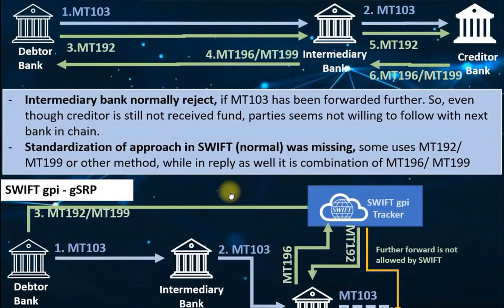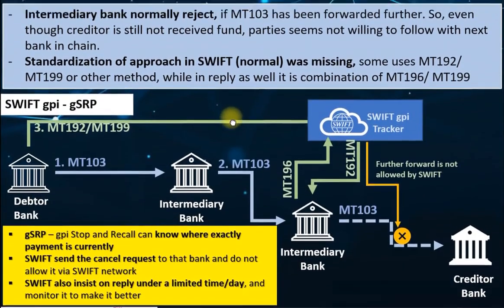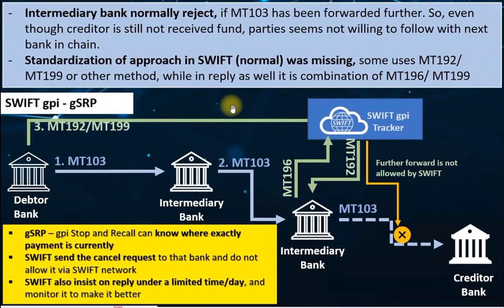Then SWIFT gpi comes with the solution to make it instant, right? What they say is that the bank does not need to worry about where the transaction is. You send the request to the SWIFT gpi Tracker. Here, if you see, the request goes to the SWIFT gpi Tracker, and because of the gpi tracking capability, they know exactly where the message is. So they will pinpoint that bank and send this request to that bank only.